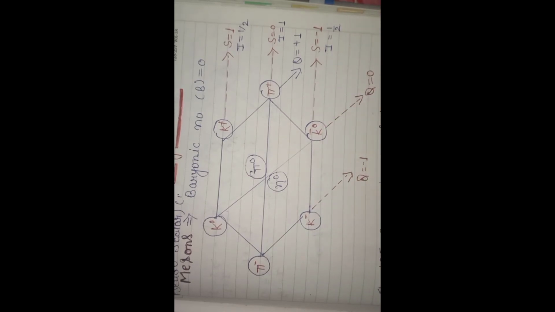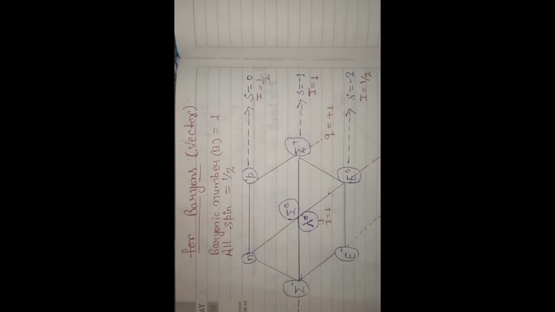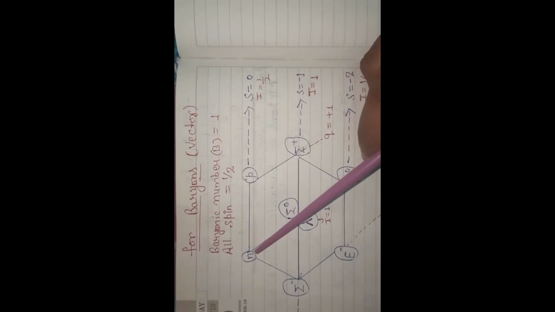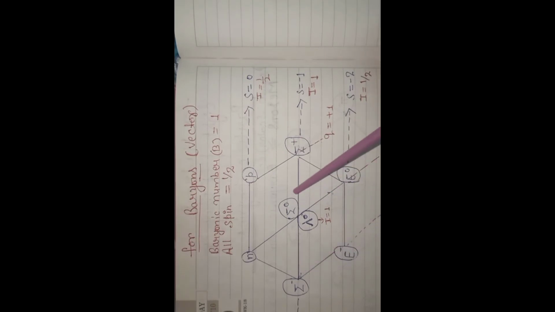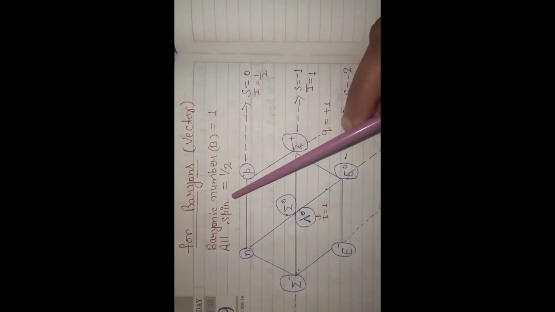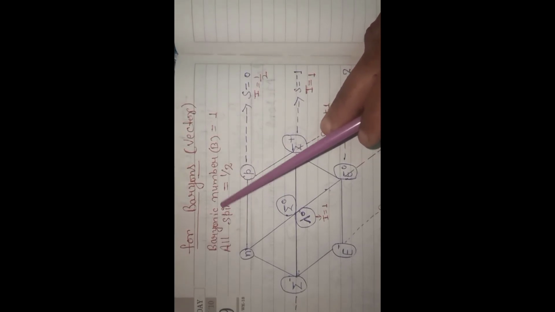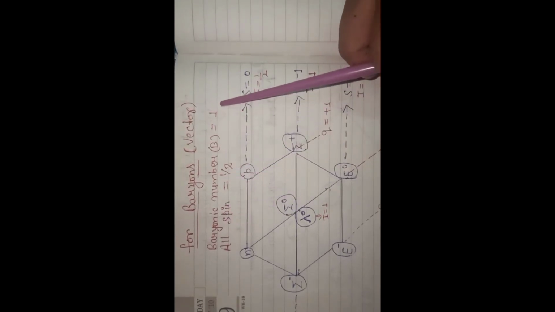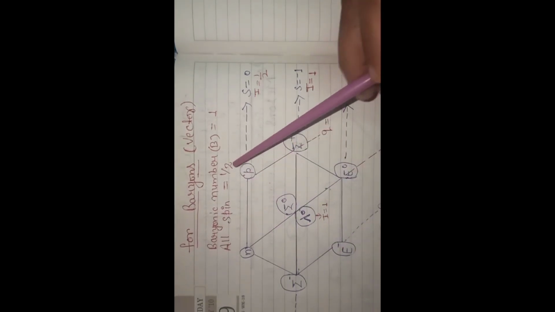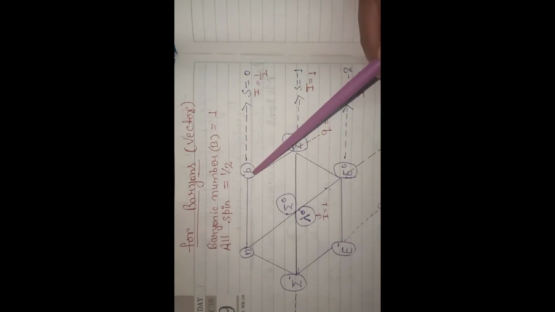Let's go to our second eightfold way. For vector baryons, again we have an eightfold way. Which particles come under it? Neutron, proton, sigma negative, sigma naught, sigma positive, lambda naught, cascade negative, cascade naught. One generalization we have is that the baryonic number equals 1 for all these particles. And all have spin half, meaning all these particles are fermions.